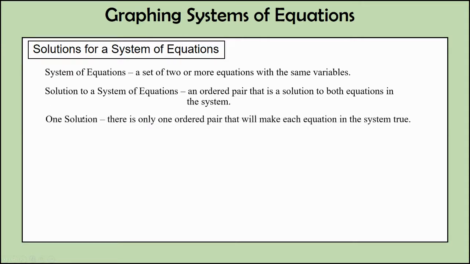Now, what can happen? Well, we could get one solution. There is a scenario where you have a system of equations and you get one solution. That means there's only one ordered pair that can make each equation true at the same time. Graphically, that's when two lines intersect. Their point of intersection is that one ordered pair that makes them both true. The label we give that is a consistent independent system.